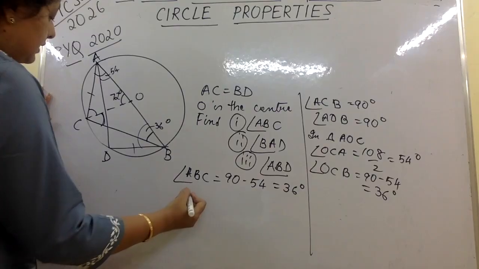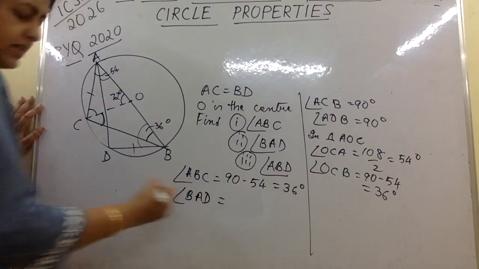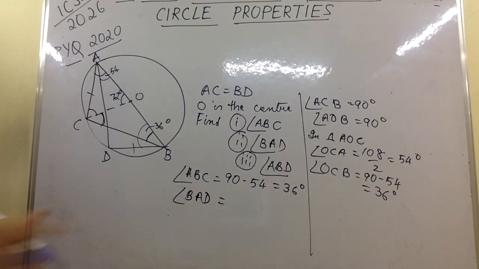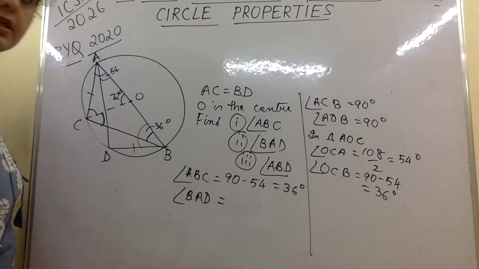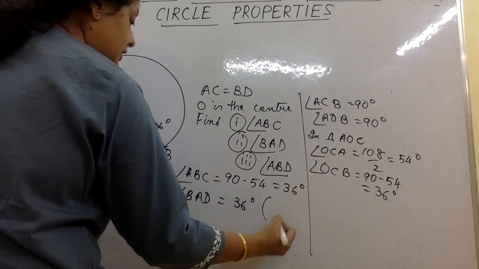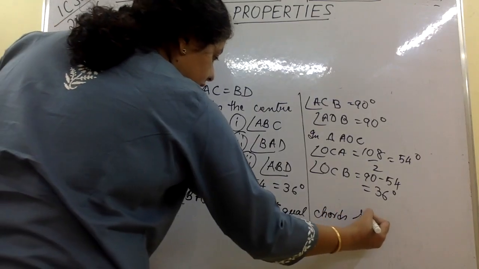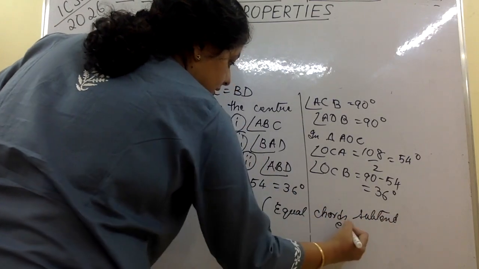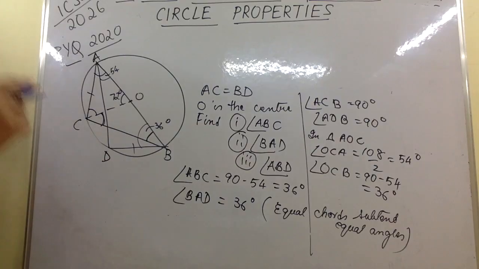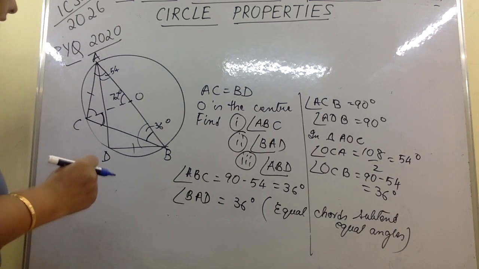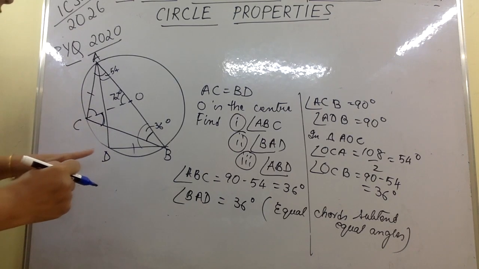Therefore, angle BAD is equal to 36 degrees. You can actually directly write 36 degrees. Give the reason: equal chords subtend equal angles. Just say this much. Okay, now the next one is angle ABD.